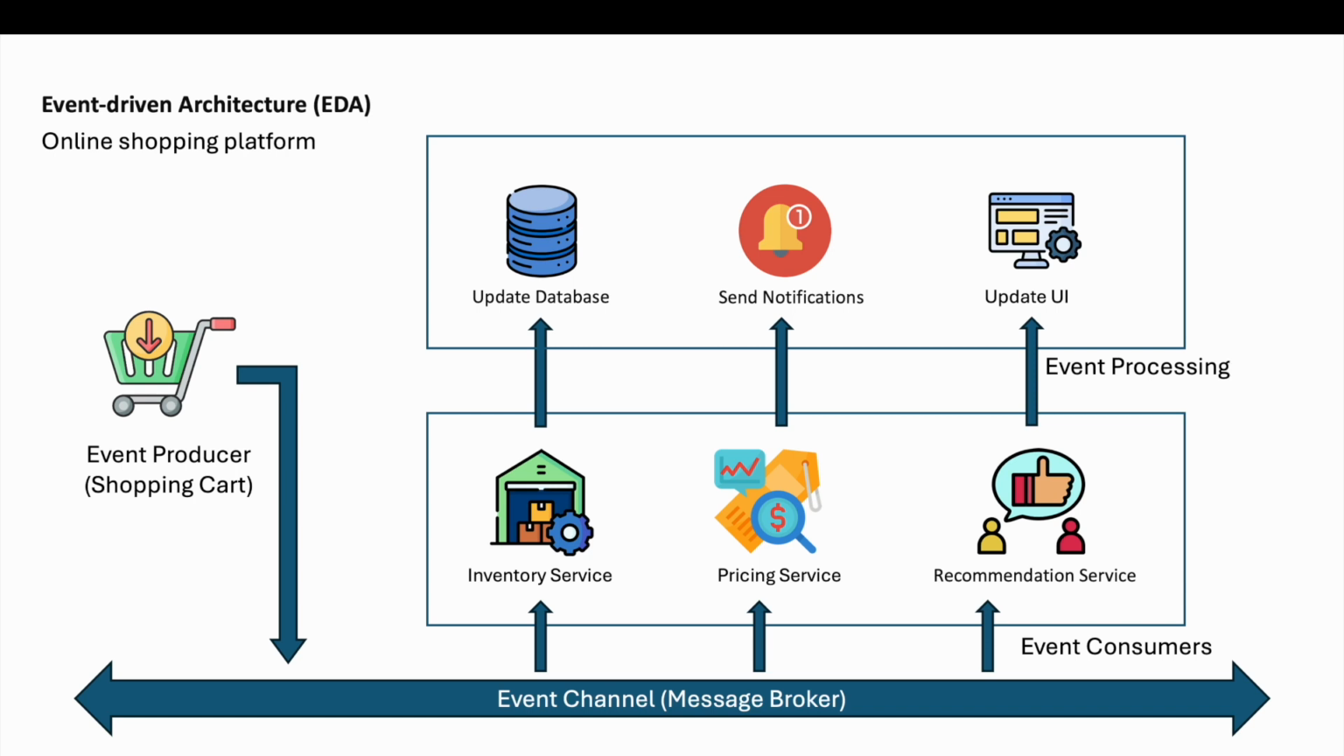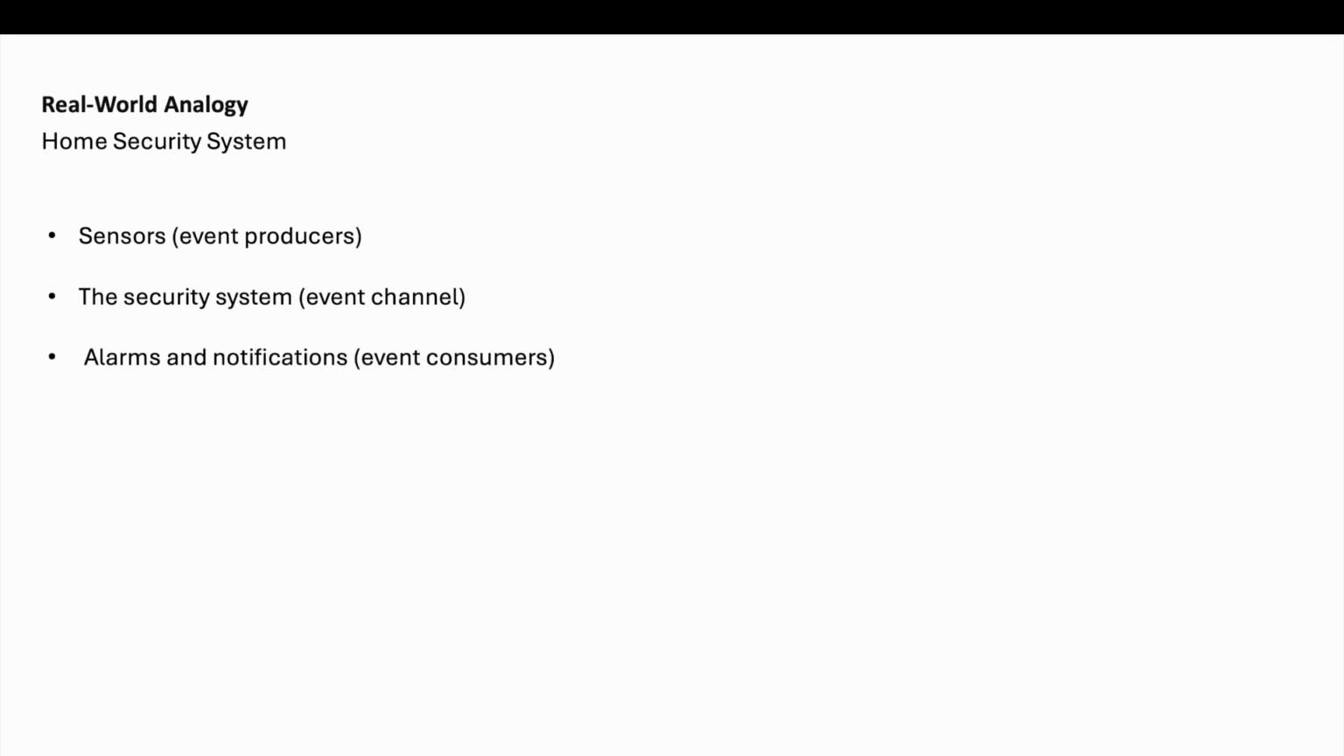If you have to look at the real world analogy, a home security system acts much like an event-driven architecture, where we have sensors, which are event producers, detect movements or door window openings. The security system, which is the event channel, receives these signals. We have alarms and notifications, which are event consumers, which are triggered in response to these detections.